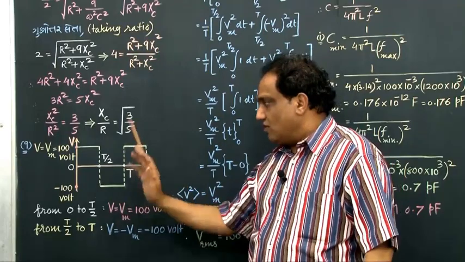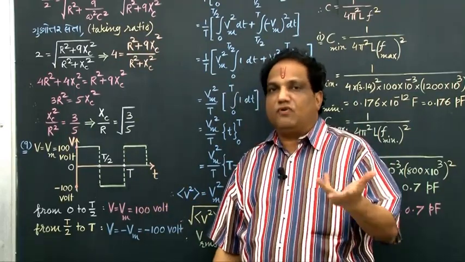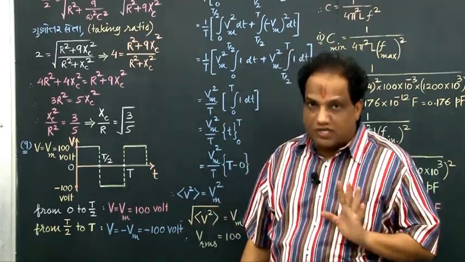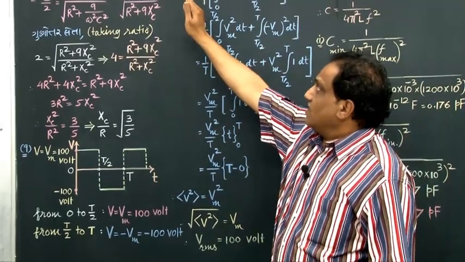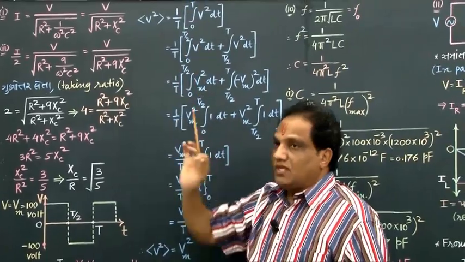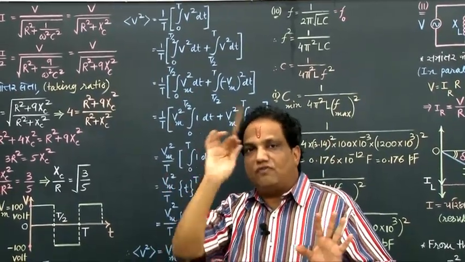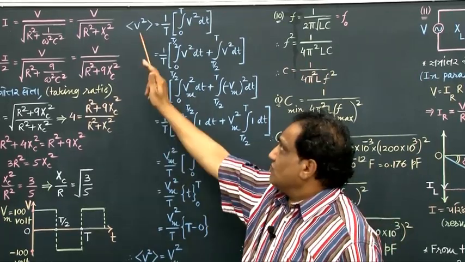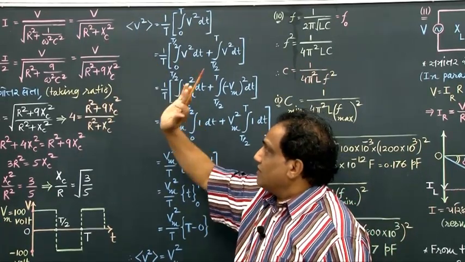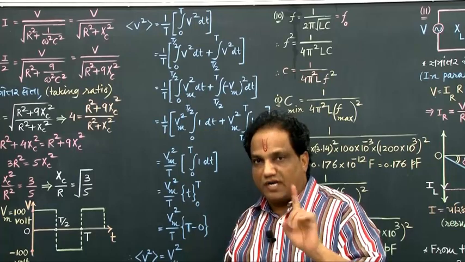Now, if this is the voltage waveform, then what is the RMS value of this voltage? That is what we have to find out. First of all, let us find out the average of V square. If we get it, then later on we will take the square root, so that we will get V RMS. Let us find the average of V square over one periodic time.